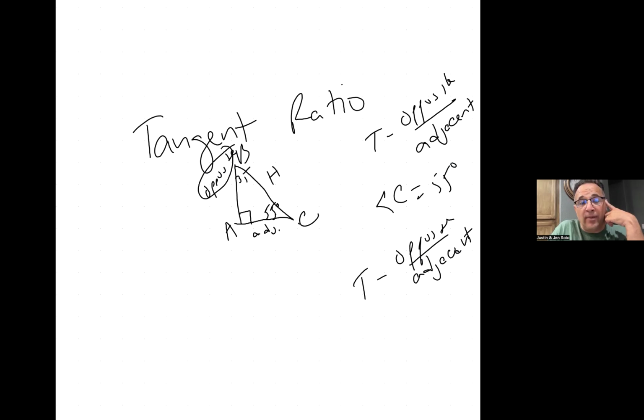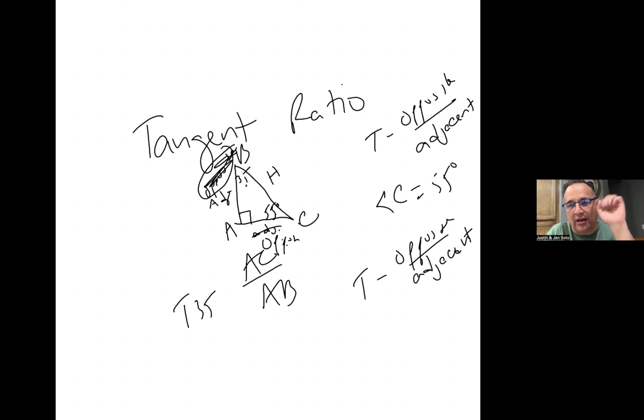If you were to do angle B, it'd be tangent 35, but now this would be the opposite, because here's 35 and this is the opposite of the angle you're using. And this would be the adjacent. So here you'd have AC over AB. So the tangent of 35 is AC over AB. I'll show you how to do that in a second. I'm just laying this out for you. Now let's go ahead and give you an actual example.